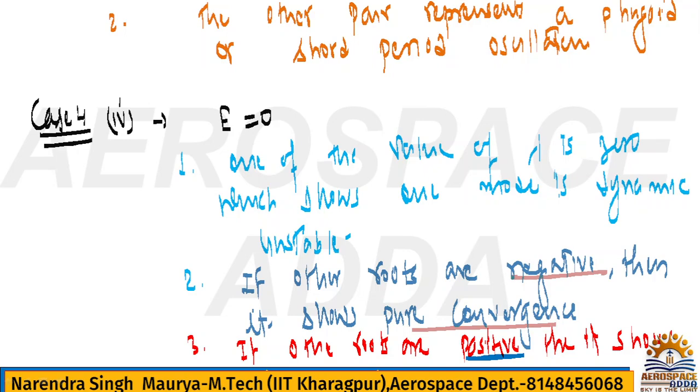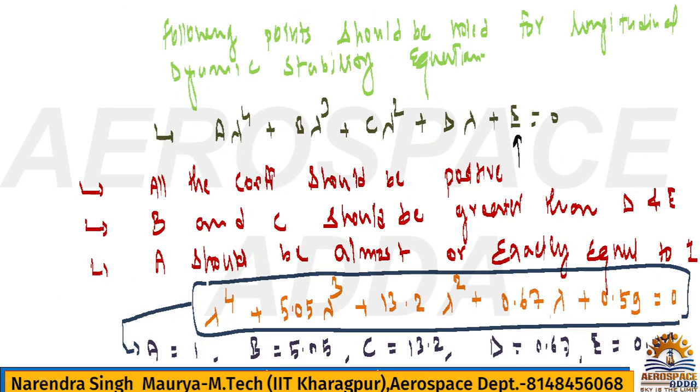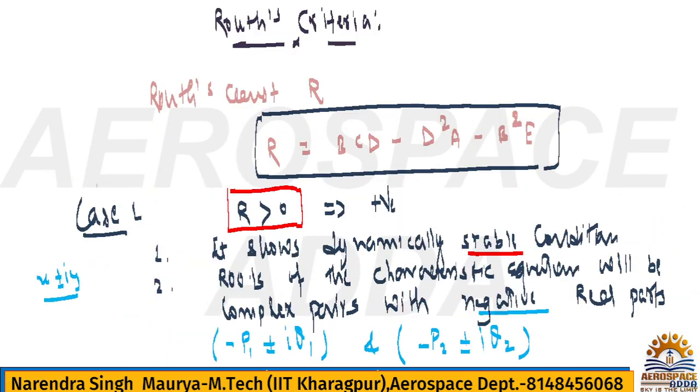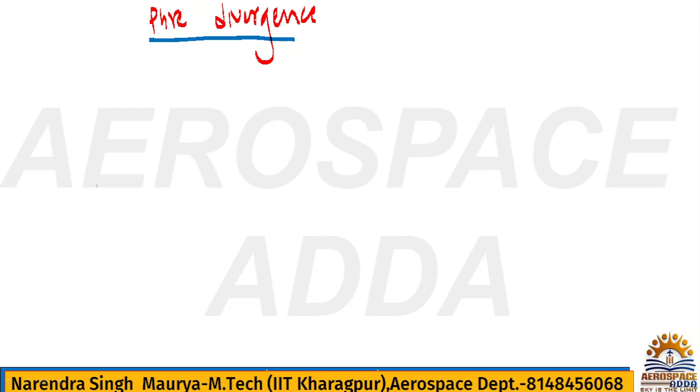Now coming to case 5. Initially I told you that all the coefficients should be positive. But case 5 is: what if any coefficient in the characteristics equation has a negative sign, then what is the meaning of it? Then at least one mode will give pure convergence or dynamically unstable condition. That also you need to remember. Simply they will give a characteristics equation and ask a question, so you can answer this.